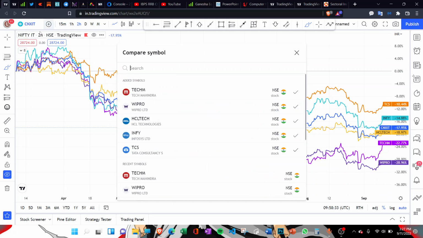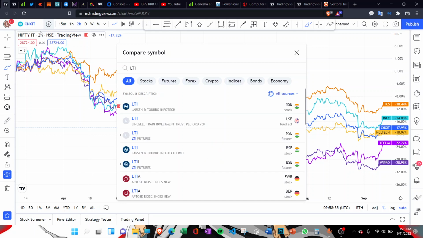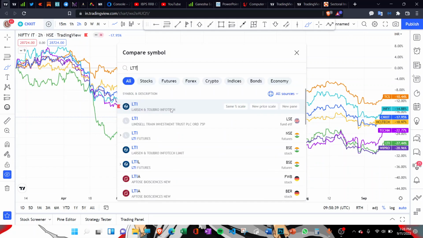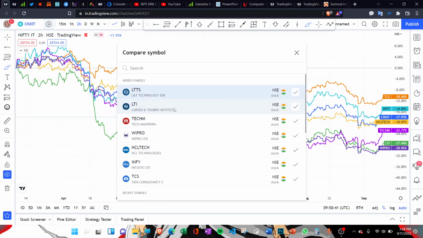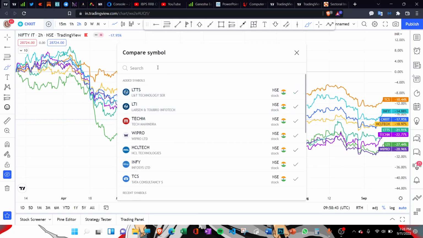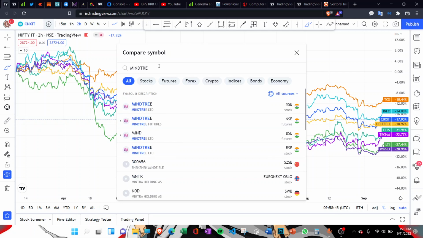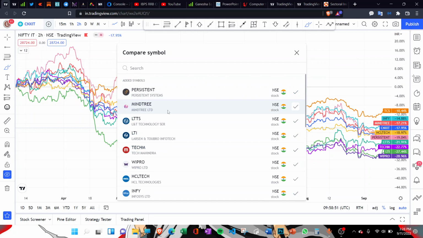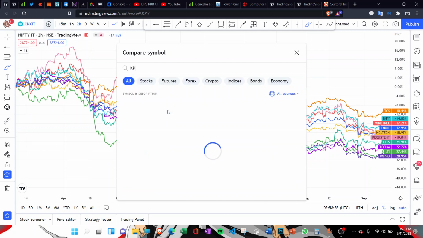Now let's take a look at some of the mid cap names as well. If we take a look at the Larsen and Toubro Infotech, then we have the LTTS, Mindtree, Persistent Systems, and KPIT.